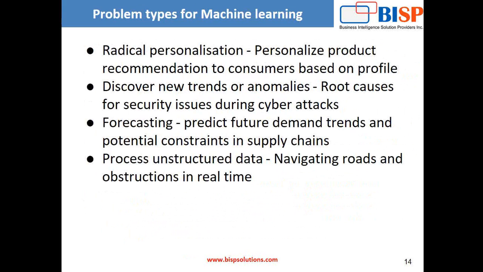Last is processing unstructured data. If you're navigating roads, a lot of unstructured data is coming in, some form of traffic, some form of obstructions. How will you do this navigation, autonomous navigation? That's another type of machine learning. And just to go back to the definition, learning is a set of class tasks T done with a performance P, which improves over a period of time with the experience E. That's the machine learning definition.